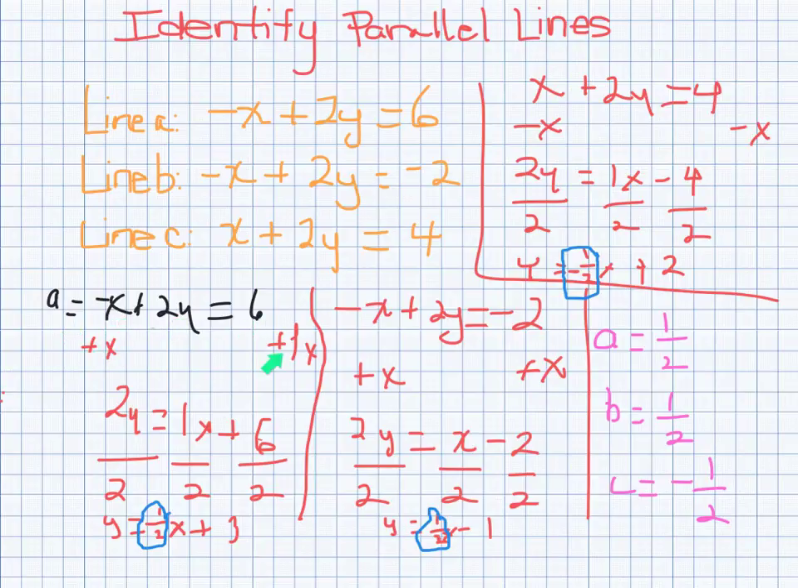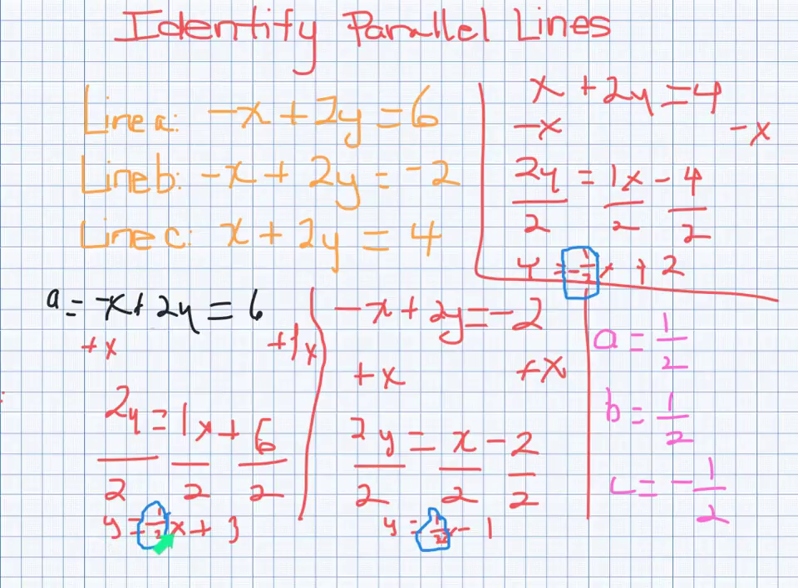I subtract the x from both sides, or add the x to both sides. That would leave me with 2y, and then I'm going to rewrite the x to be first after the equal sign. So I have 2y equals 1x plus 6. Divide everything by 2, so that's 2y divided by 2, 1x divided by 2, and 6 divided by 2. And then that leaves me with y equals 1/2.